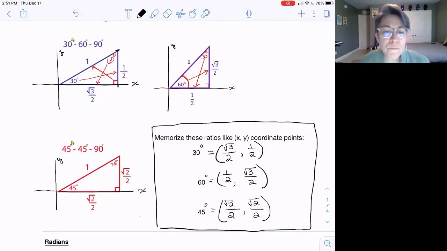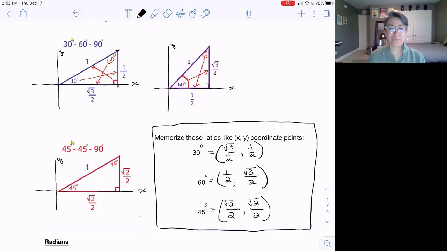I want you guys to memorize right now just those 3 coordinate points, okay? 30 degrees gives us a rad3/2 and a 1/2. 60 degrees, the 1/2, rad3/2, they're switched. And then the 45 degrees, rad2/2 for both. If you memorize those now, trust me, your life, once we get to chapter 5, is going to be so much easier.